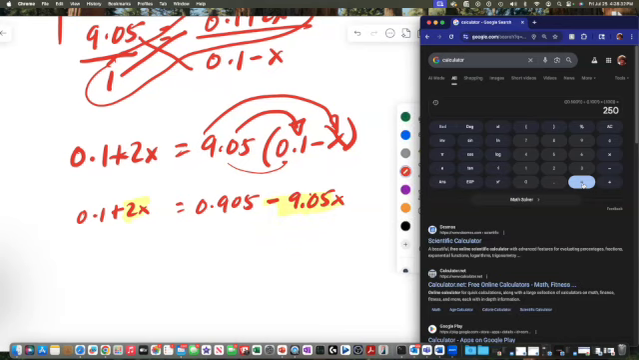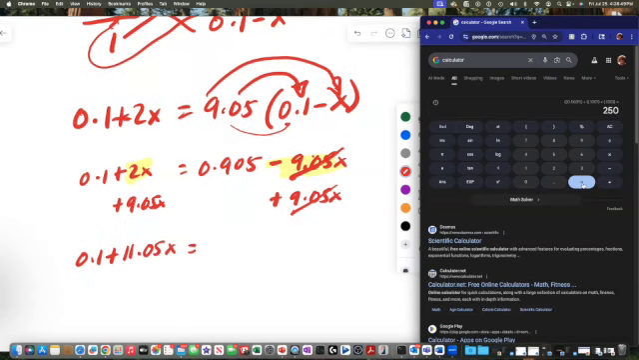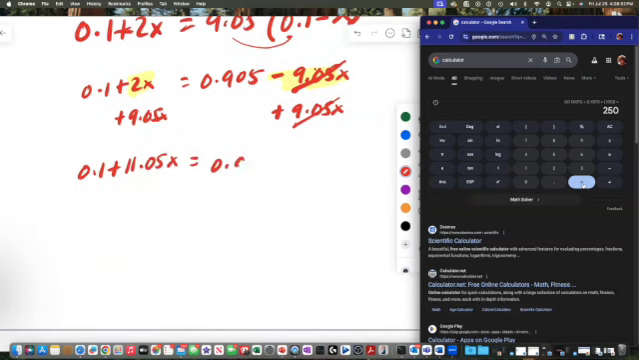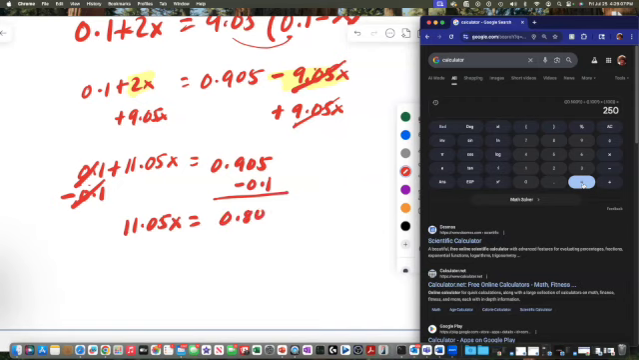So what I'm going to do here is add 9.05x to both sides. That zeroes this out. So now we have 0.1 plus 11.05x equal to 0.905. So to get rid of this, minus 0.1 on both sides, this zeroes out. We end up with 11.05x equal, when you subtract this, what do we get? 0.805, right?